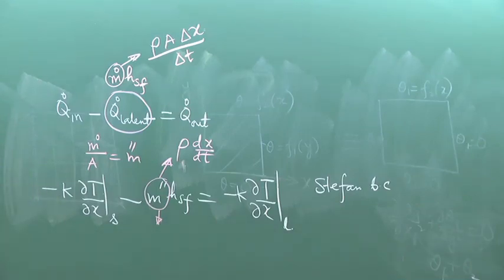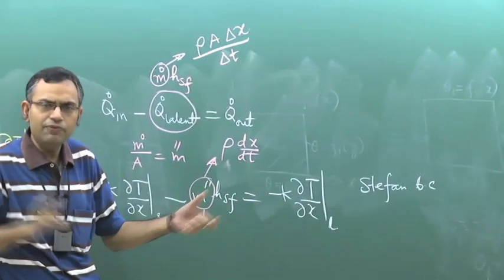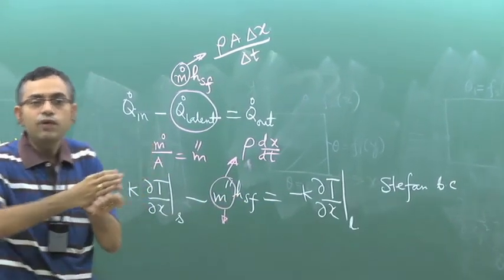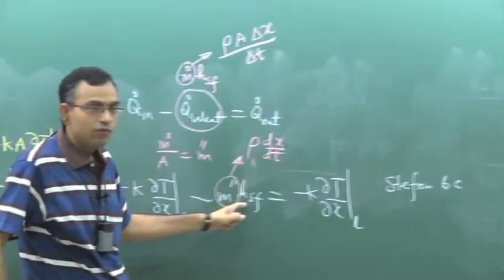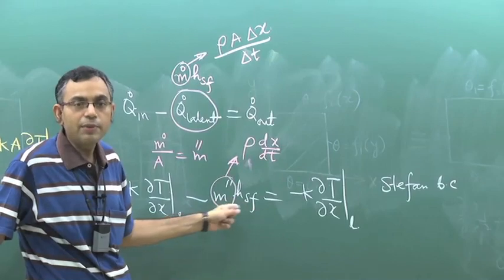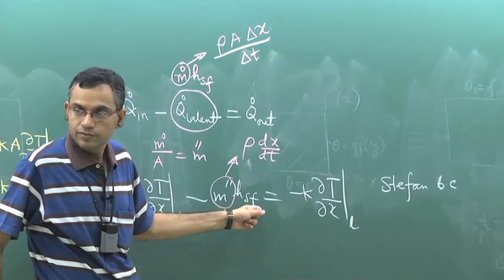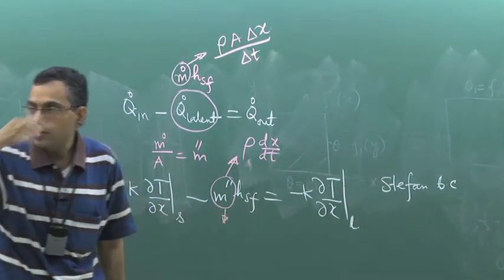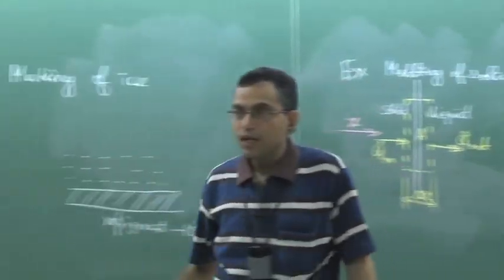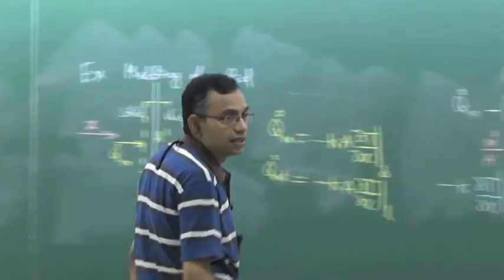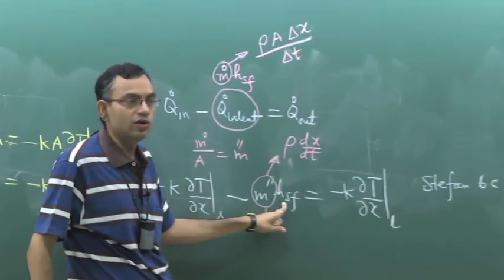Okay. So you can use this Stefan boundary condition for heat transfer for a phase change, any phase change. If it is evaporation, condensation, just these things will change. For evaporation, this will become h_fg, from saturated liquid to saturated vapor, whatever is the latent heat. If there is no phase change, then this term will be 0, right?